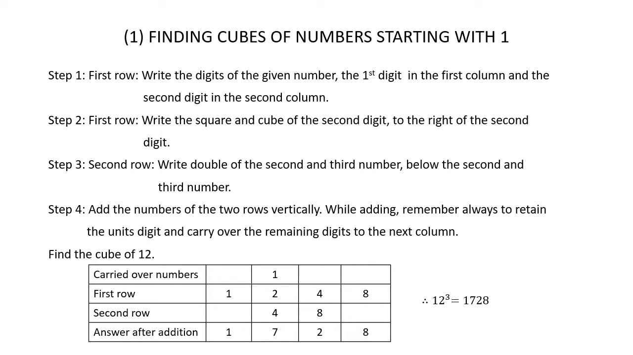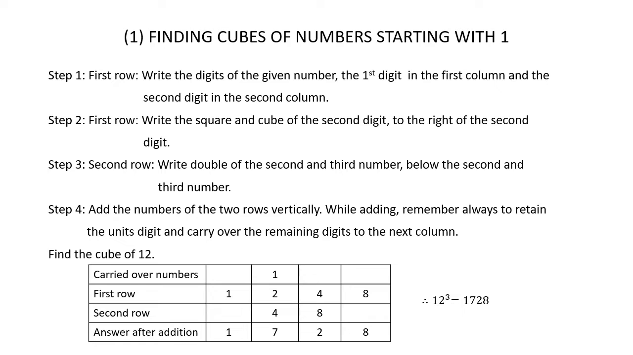In the second step, write the square and cube of the second digit to the right of the second digit. In step 3, write double of the second and third number below the second and third number. In step 4, add the numbers of the two rows vertically. While adding, remember always to retain the units digit and carry over the remaining digits to the next column.